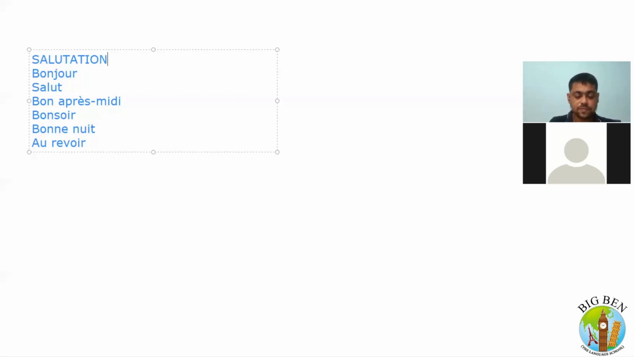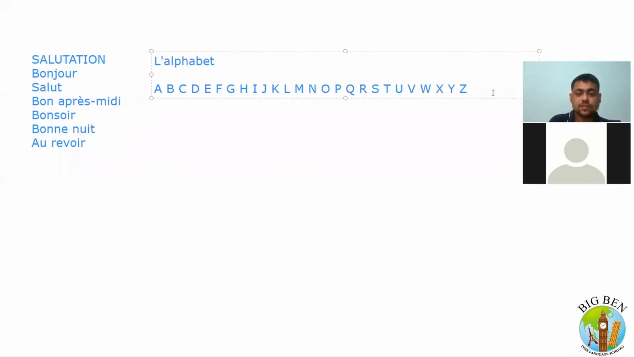X, it's X, as in IKS. Then Y, Y, the Greg. Very good. The last one is Z.